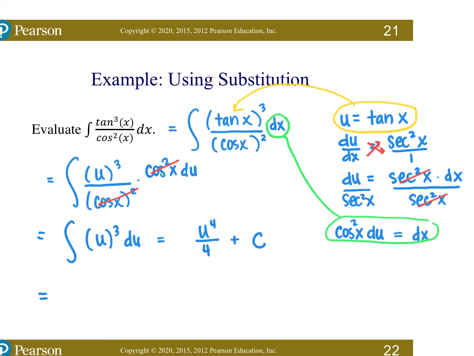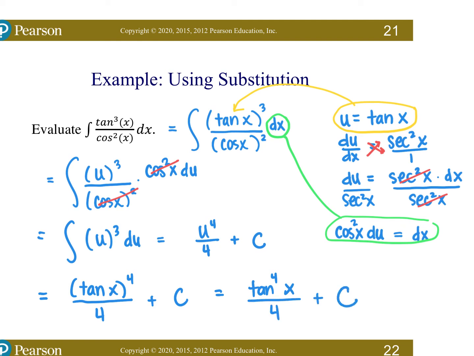So then we'll trade out what our u used to be. So that would be tan x to the fourth over 4 plus c. Or you can tuck the fourth in right after the tan if you want. That's another way to write it. It's the same, it's equivalent. Either with parentheses or tucked in after the tangent would be fine.